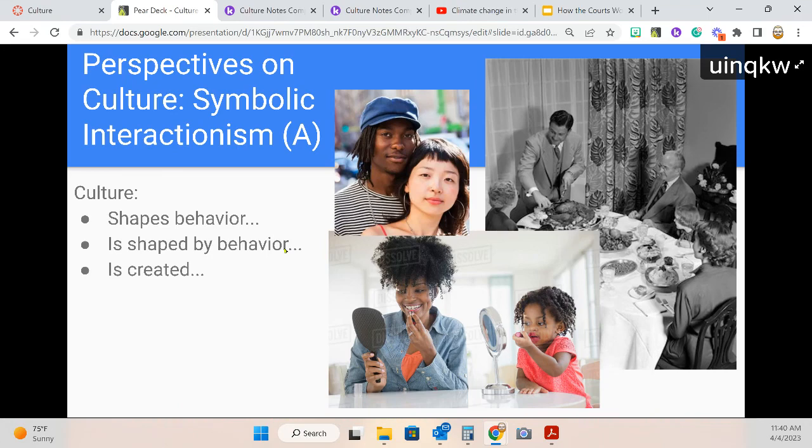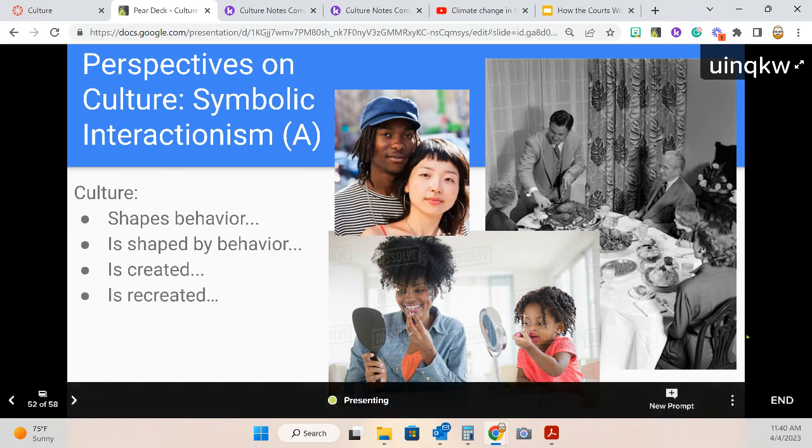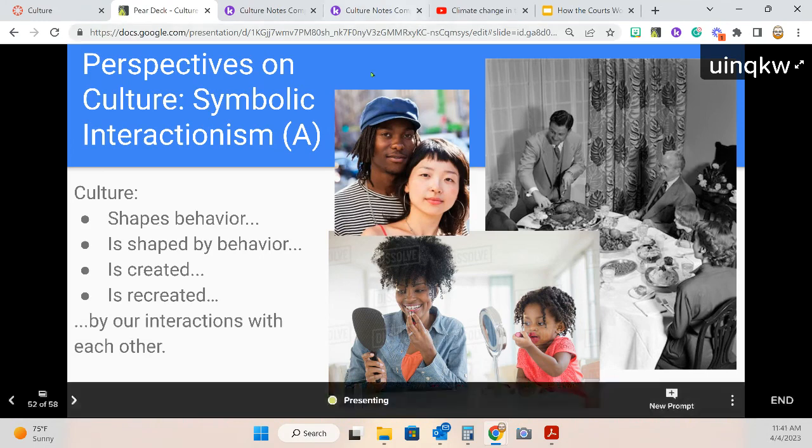And so culture is therefore created and constantly recreated, either perhaps reinforced in recreation, as in maybe Thanksgiving traditions, or the wearing of makeup, but also recreated in the sense of change based on our interactions with each other. We'll get to that issue of change captured in that third image on the next slide.